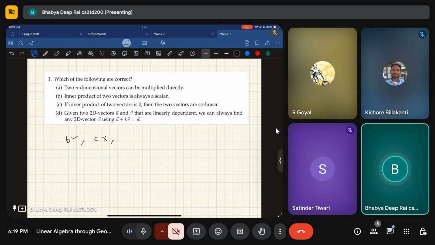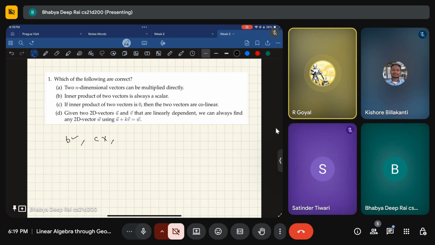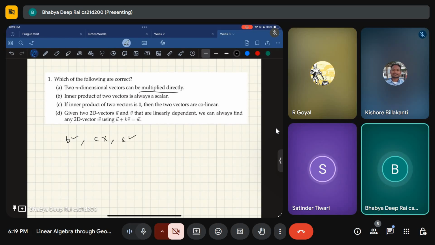A says that two n-dimensional vectors can be multiplied directly, as matrices. I could not understand what it means by multiplied. Say U cross V, or we can compute U dot V as mod of U, mod of V, and cos of the angle. What I mean by directly is as matrices.